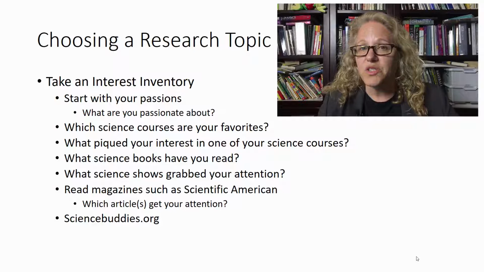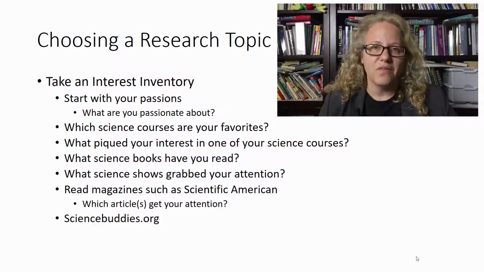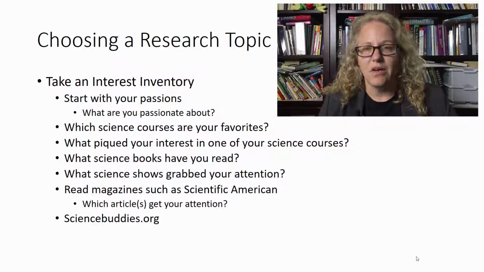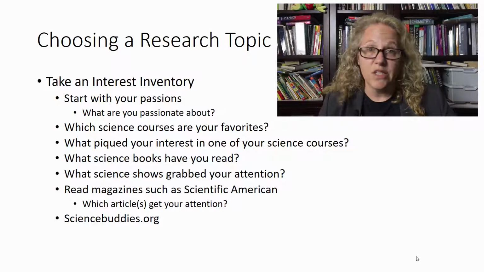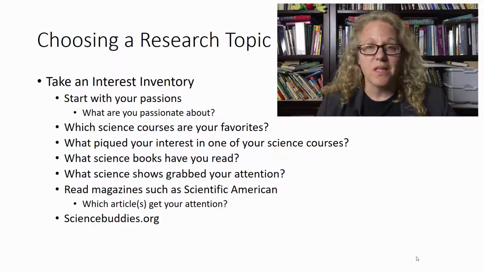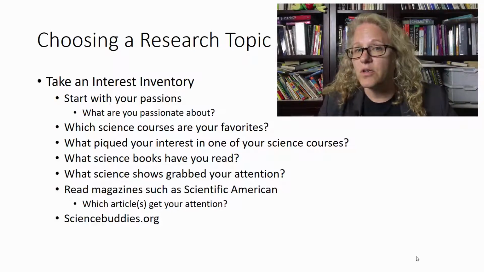So when you take an interest inventory, the first thing you want to do is start looking at your passions. What are you passionate about? What kind of science topic do you tend to take a double take on? What interested you most in your science textbook? Which science course interested you most? Do you have a specific reason in your family's history to research something like brain cancer or Alzheimer's?